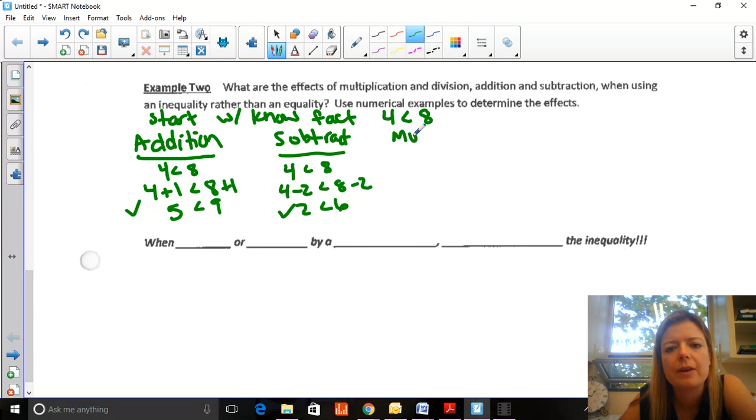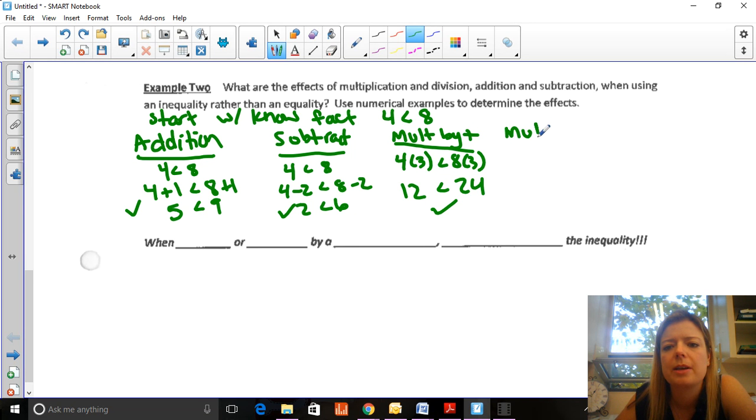Okay, what about if I multiply by a positive number? So 4 times 3, is that still less than 8 times 3? 12 is less than 24. Yep, that inequality still works.